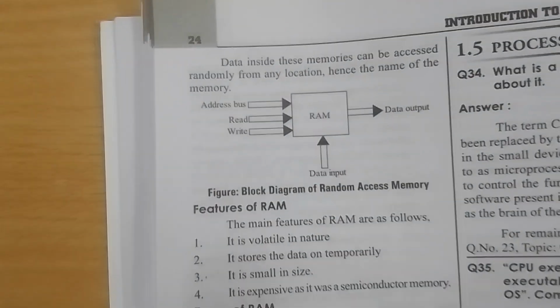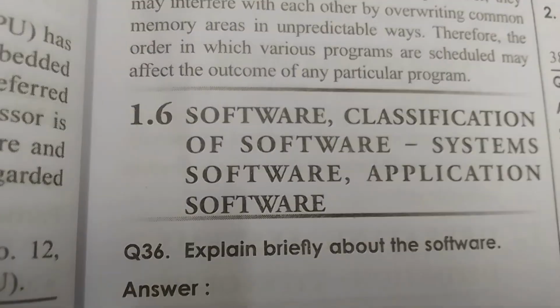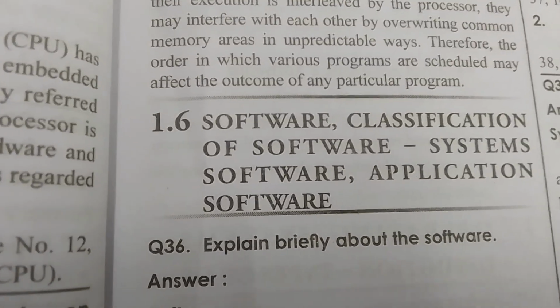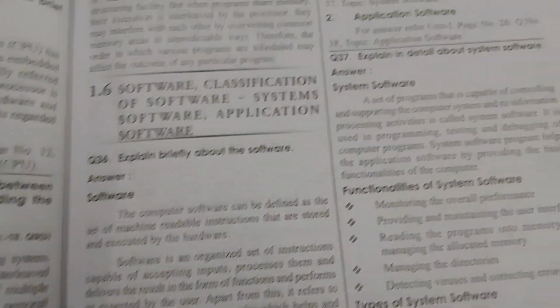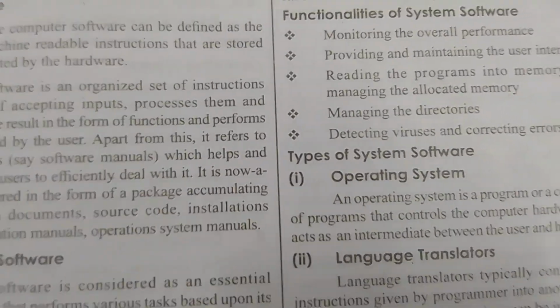RAM, as I told you: static RAM and dynamic RAM. This is how it goes. Once you are done reading memories, the other important concept is software classification and applications. There are two types of software, system software and application software. You will have to read both of them, and of which you cannot ignore operating system.